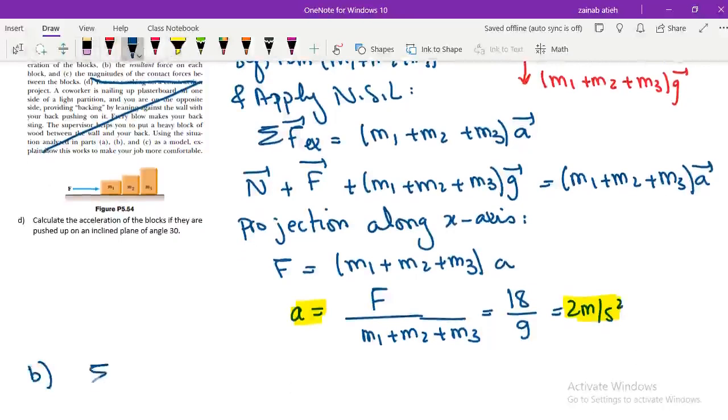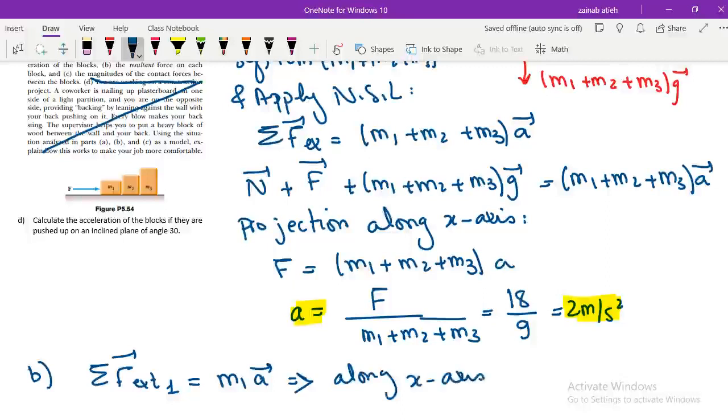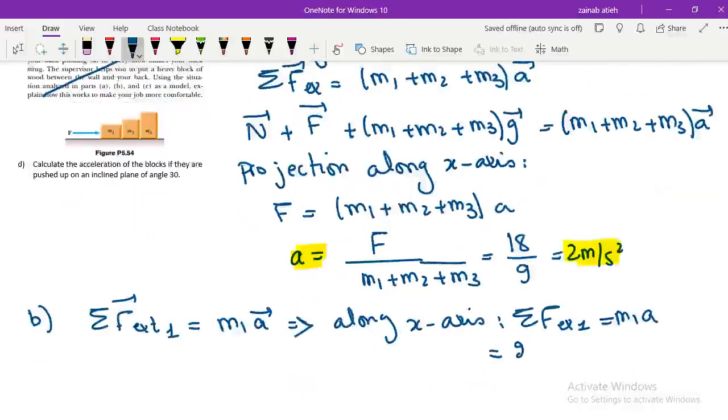للblock 1 sum للF external for block 1 it's equal to M1 A. Why A? Because all the blocks, the 3 blocks are moving with the same acceleration. So this acceleration has the same value as the acceleration of the whole system. So it's also 2. Along x-axis, sum للF external along x-axis for particle 1 is equal to M1A equals 2 times 2, it's equal to 4 Newton.